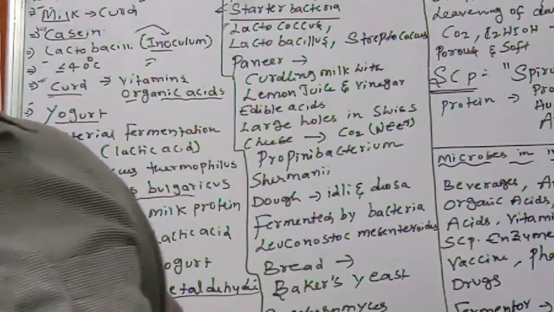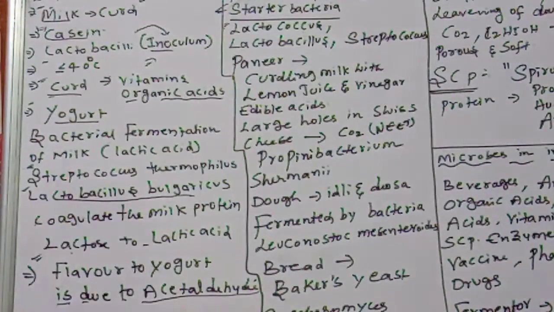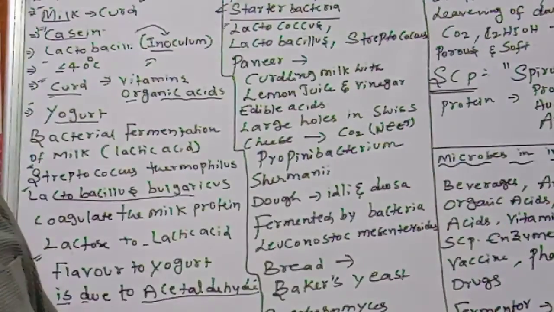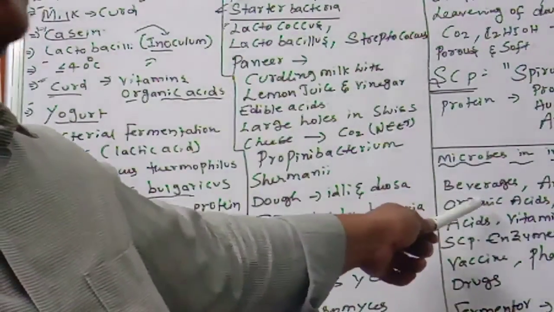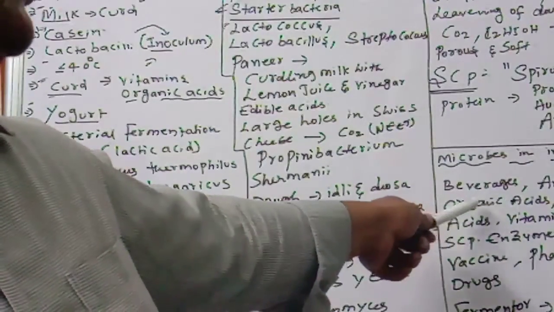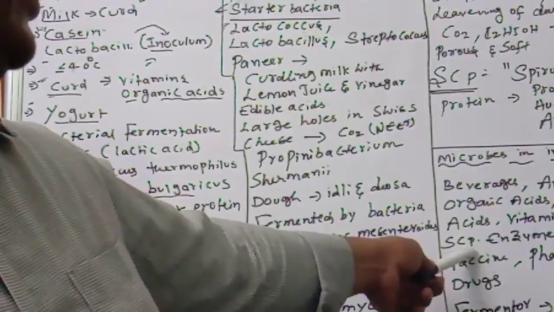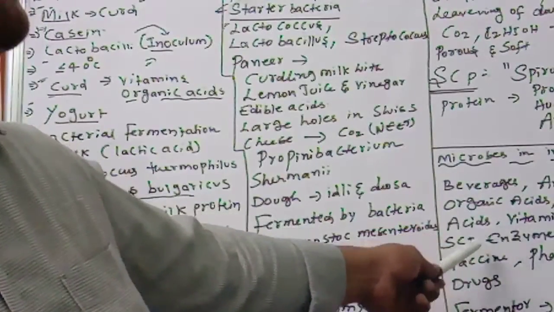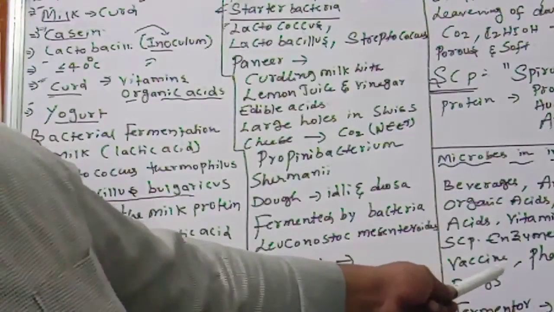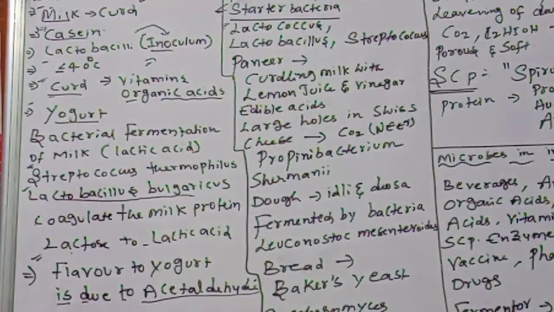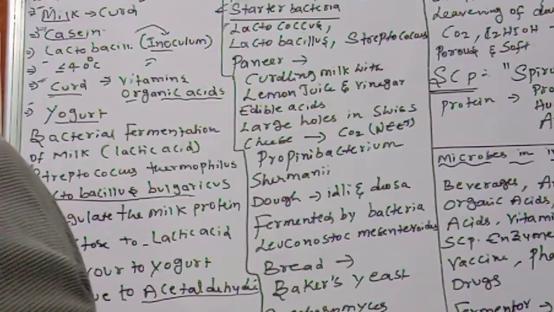So from where are we getting the penicillin? Penicillin we are getting from which one? The antibiotic, you know very well, the Penicillium notatum or Penicillium chrysogenum, and organic acids and amino acids, vitamins, biofuels, and single cell proteins, enzymes, steroids, vaccines, pharmaceutical drugs. These all we are getting from which one? By the help of microorganisms.